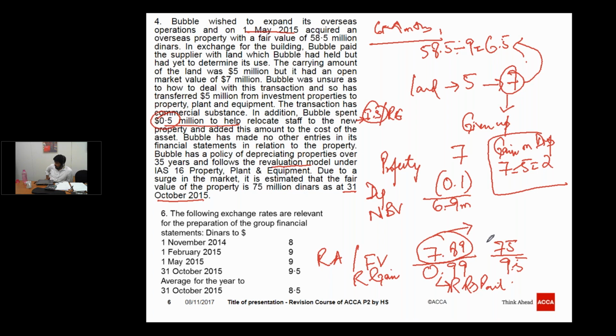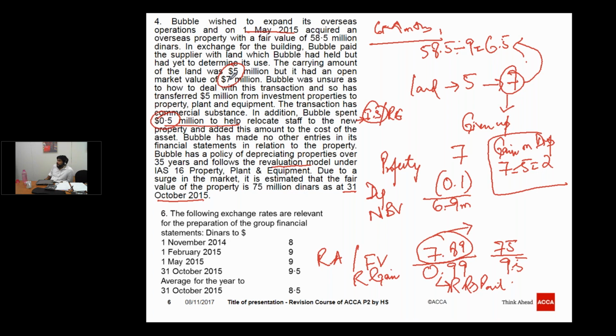How was the gain of 2 calculated? The gain was calculated by taking the value difference of 5 and 7, because we have a land in the investment property having a book value of 5, but we have sold this land at a value of 7. So the difference between the carrying amount and the consideration received is 2 million.